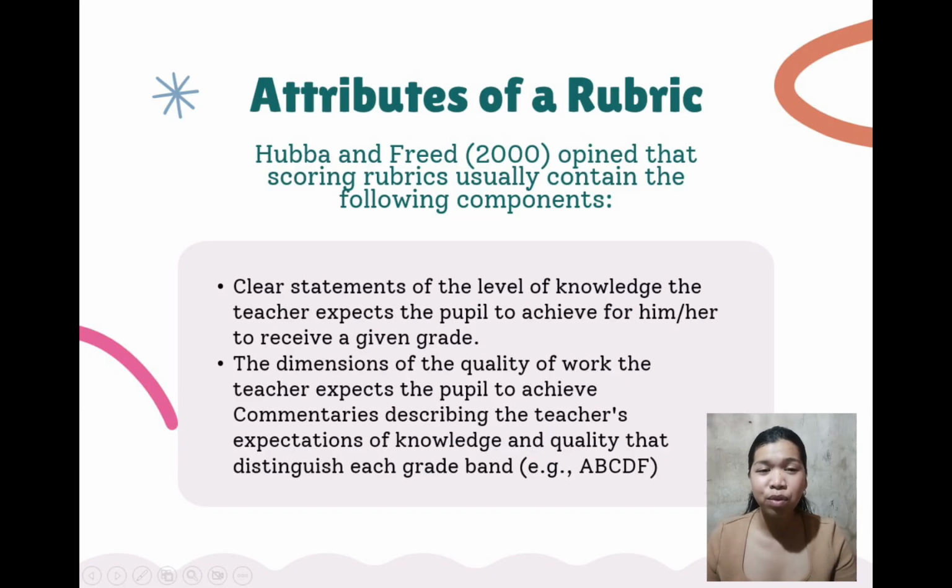According to Huba and Freed, 2000, a scoring rubric usually contains the following components. First is a clear statement of the level of knowledge that the teacher expects the pupil to achieve for him or her to receive a given grade. Next is the dimension of the quality of the work the teacher expects the pupil to achieve. Comments describing the teacher's expectation of knowledge and the quality that distinguish each grade band. Example: A, B, C, D, F.